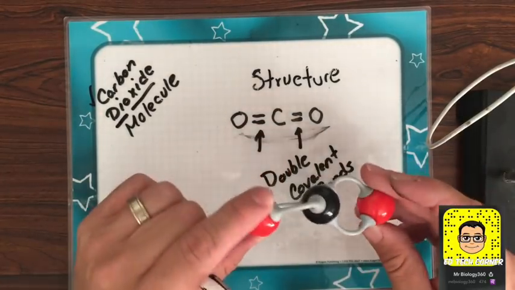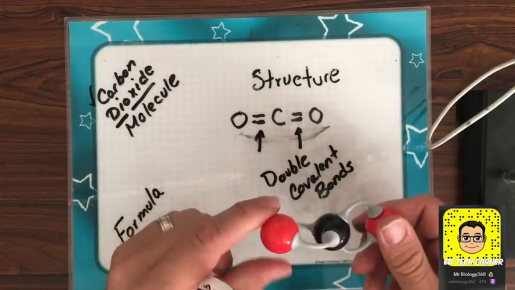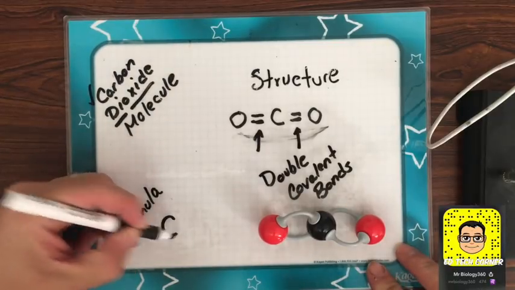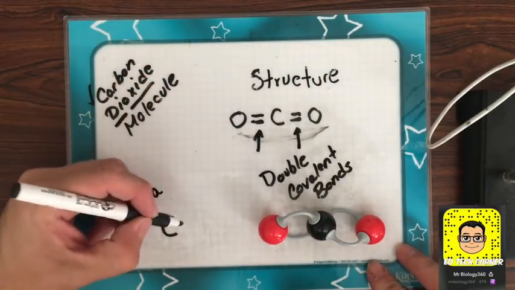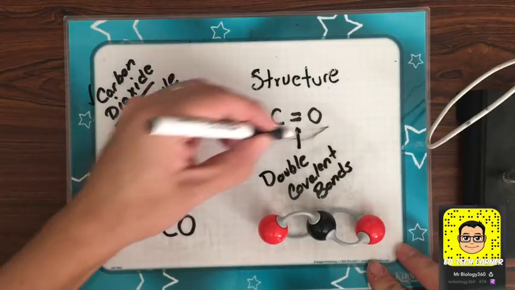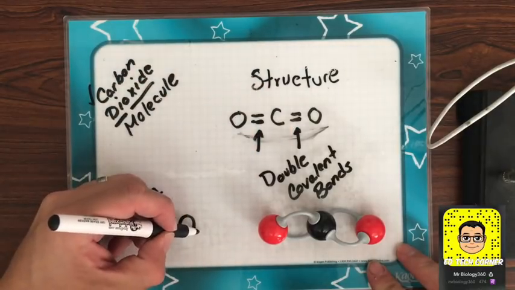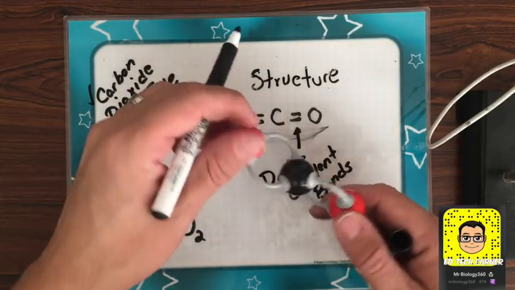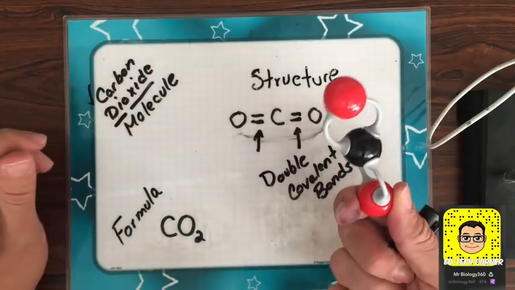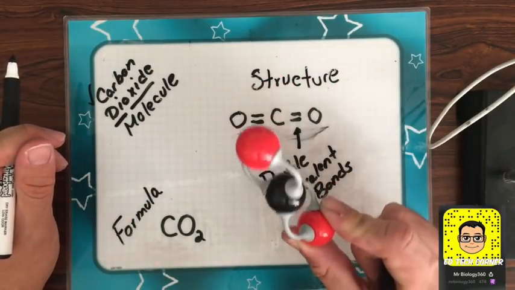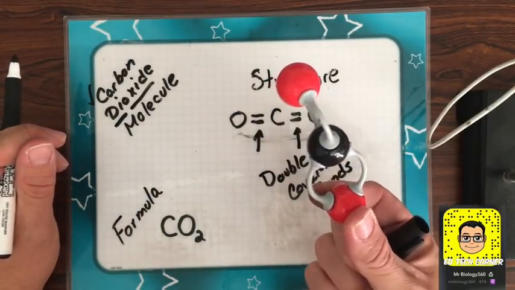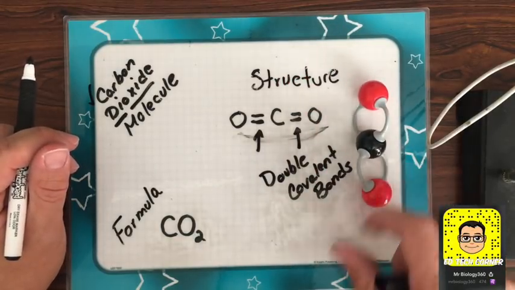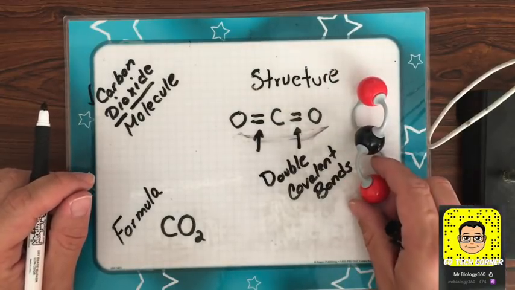Now, once this molecule is formed, what would be the formula? There's only 1 carbon, so we write that. And there are 2 oxygens. Because both of the oxygens are in the same molecule, we write a 2 subscript like this. And that is the formula for this beautiful molecule called carbon dioxide. This is the molecule that we breathe out, and this is the molecule that plants need to stay alive. We produce it for plants. And without us, plants would die because they wouldn't have this molecule.